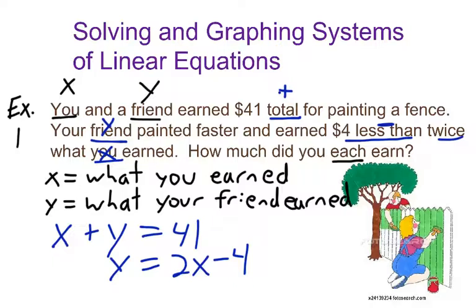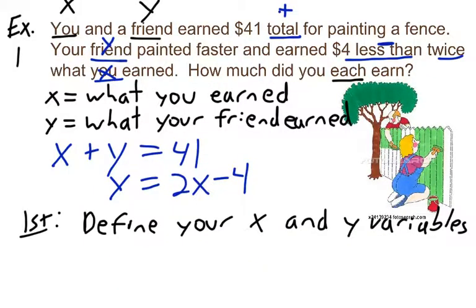Now we have two equations, and believe it or not, we can combine these in a way that will make it so that we can find out exactly what we each earned. So we just completed our first step. We defined our X and our Y variables. That's always the first thing we do. Establish your variables.